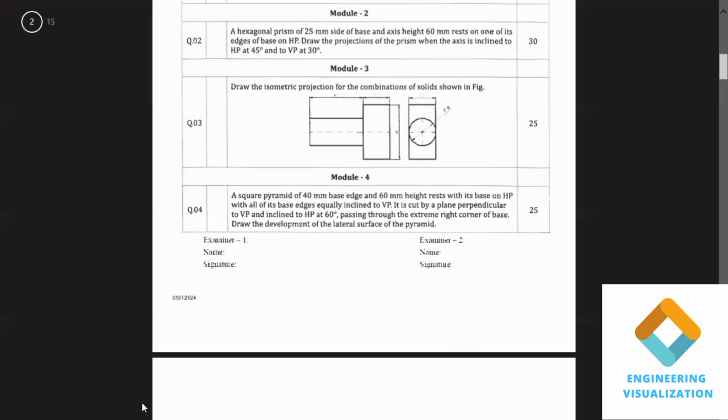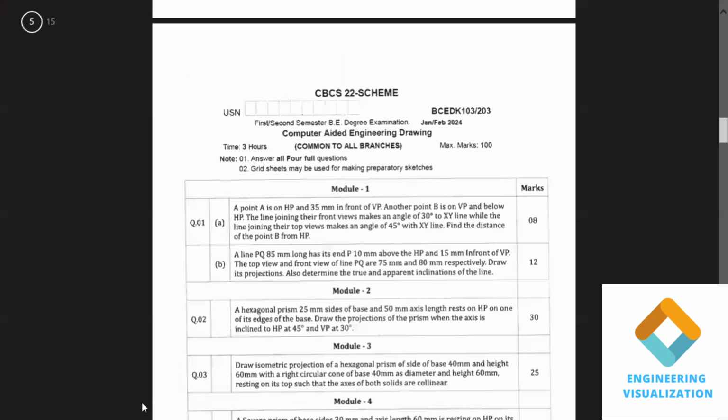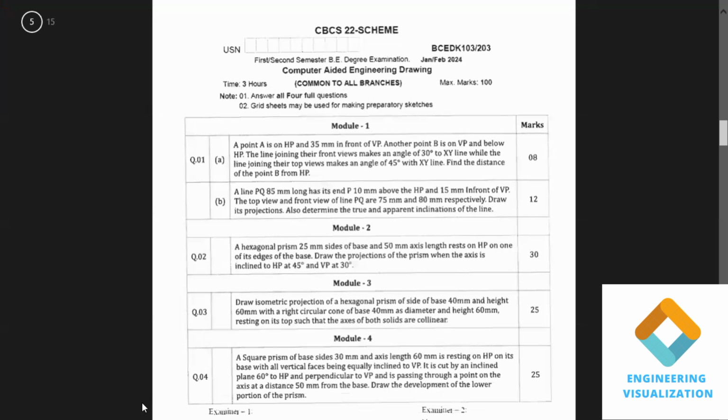Today we are going to solve model question paper 4 problems. Watch the video till the end, and you will be able to understand all the 4 problems. I'm going to solve each one of the problems using Solid Edge software. In this question paper, the first is points and lines, the second is solids, the third is isometry, and the fourth is development.